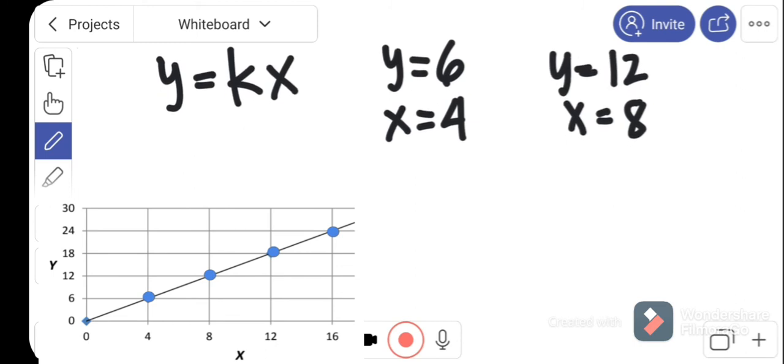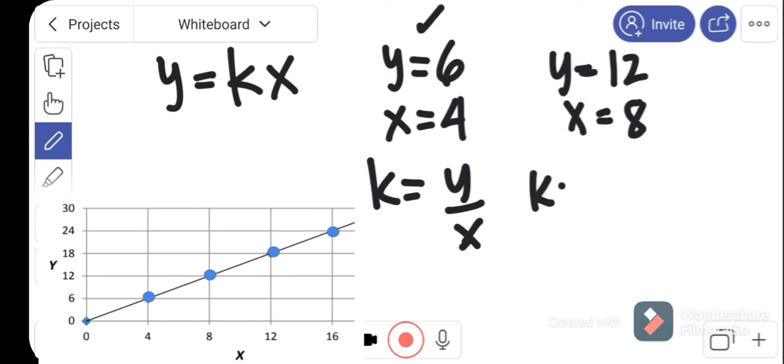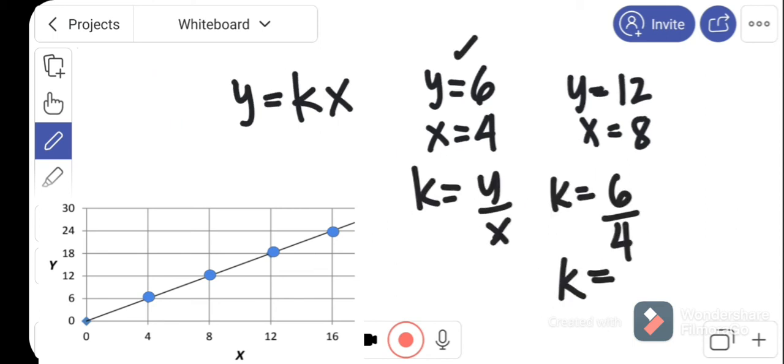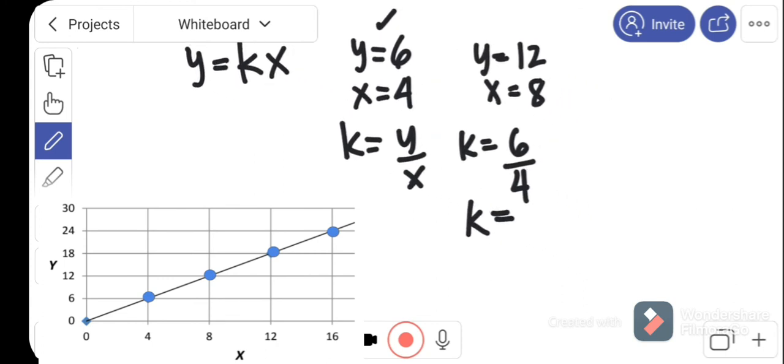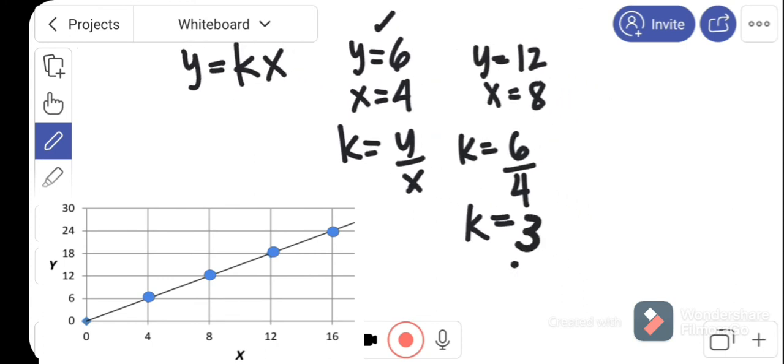Then we solve for the value of k. To solve for k, our formula again is y over x. Then we substitute for the first given to find k equals 6 divided by 4. The lowest term of it is 3/2. Okay, that's the k.